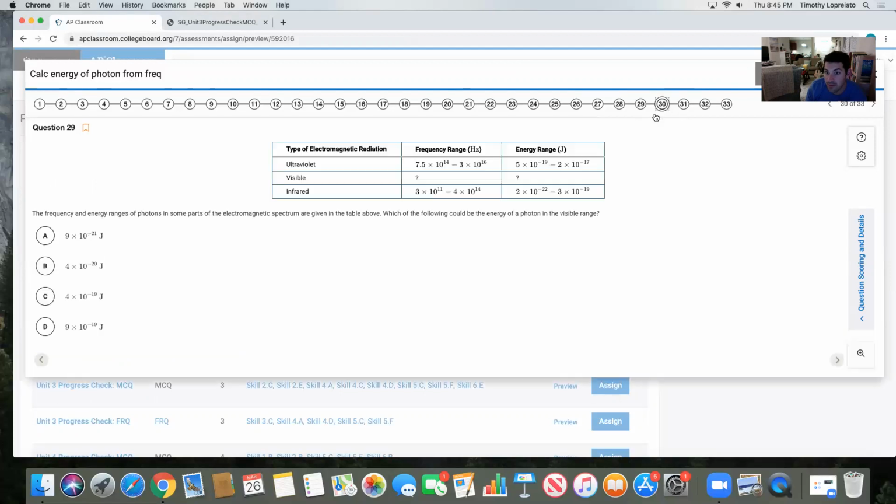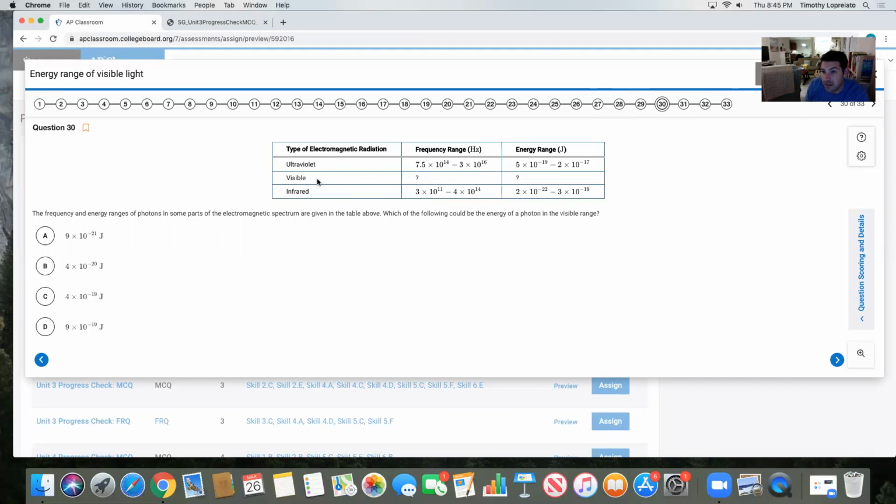Wahoo! Four questions left. Ooh, we have a chart. Ultraviolet, visible, 7.5 times 10 to the 14th to 3 times 10 to the 16th. Infrared, 3 times 10 to the 11th to 4 times 10 to the 14th. The frequency and energy ranges of photons in some parts of the electromagnetic spectrum are given in the table above. Which of the following could be the energy of a photon in the visible range?